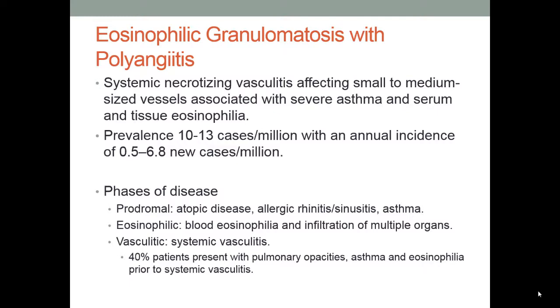There's 3 distinct phases of disease. The prodromal phase is the first, pops up in the 20s to 30s, characterized by allergies, rhinosinusitis, asthma, followed by the eosinophilic phase, which is when you start to see the blood eosinophilia, infiltration of multiple organs with eosinophils, and the vasculitic phase. 40% of patients before they progress to the vasculitic phase may present with pulmonary opacities, asthma, and a peripheral eosinophilia.